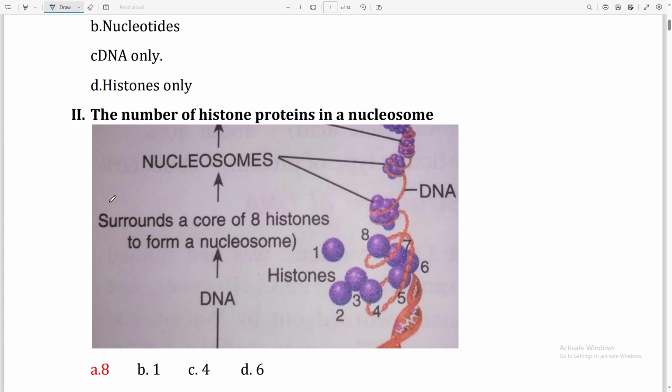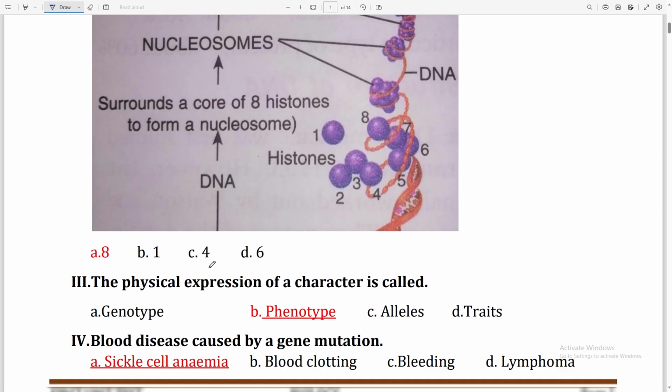Second bit, the number of histone proteins in a nucleosome. See, this is the diagram of the nucleosome. So this complex, which consists of the histone octamer, is surrounded by the DNA. These are the histone proteins 1, 2, 3, 4, 5, 6, 7, 8. So these are 8 histone proteins. So the option will be 8.